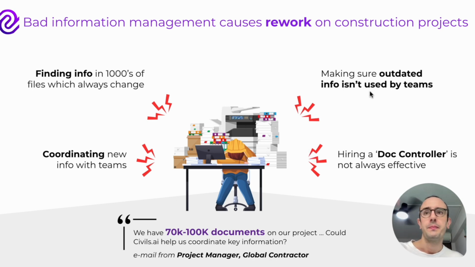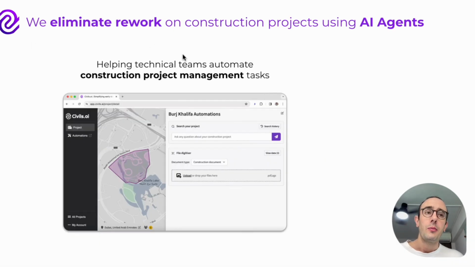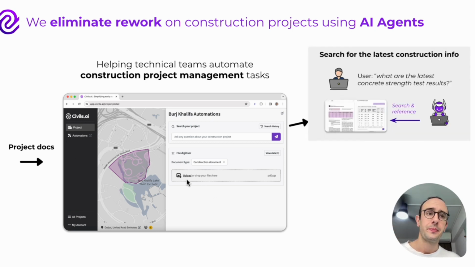This is our mission. So for the current product, we use some AI agents to understand all the project documents. We can do this straight from the API, from Autodesk Construction Cloud, Procore, Bentley Connect, SharePoint. Any of these have APIs. So we read the documents and analyze them, all the construction text, tables, all of this data. From this point, you can then search for the latest construction information.